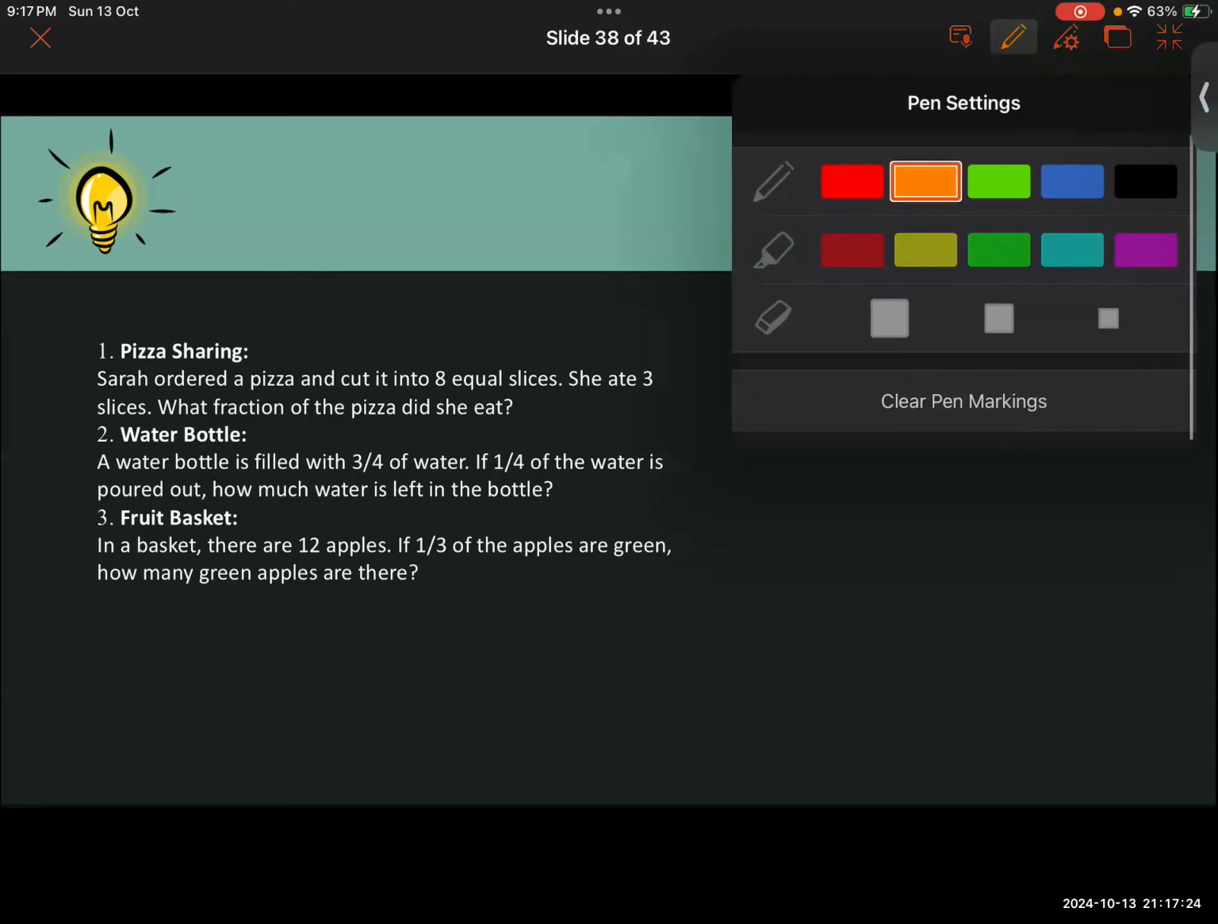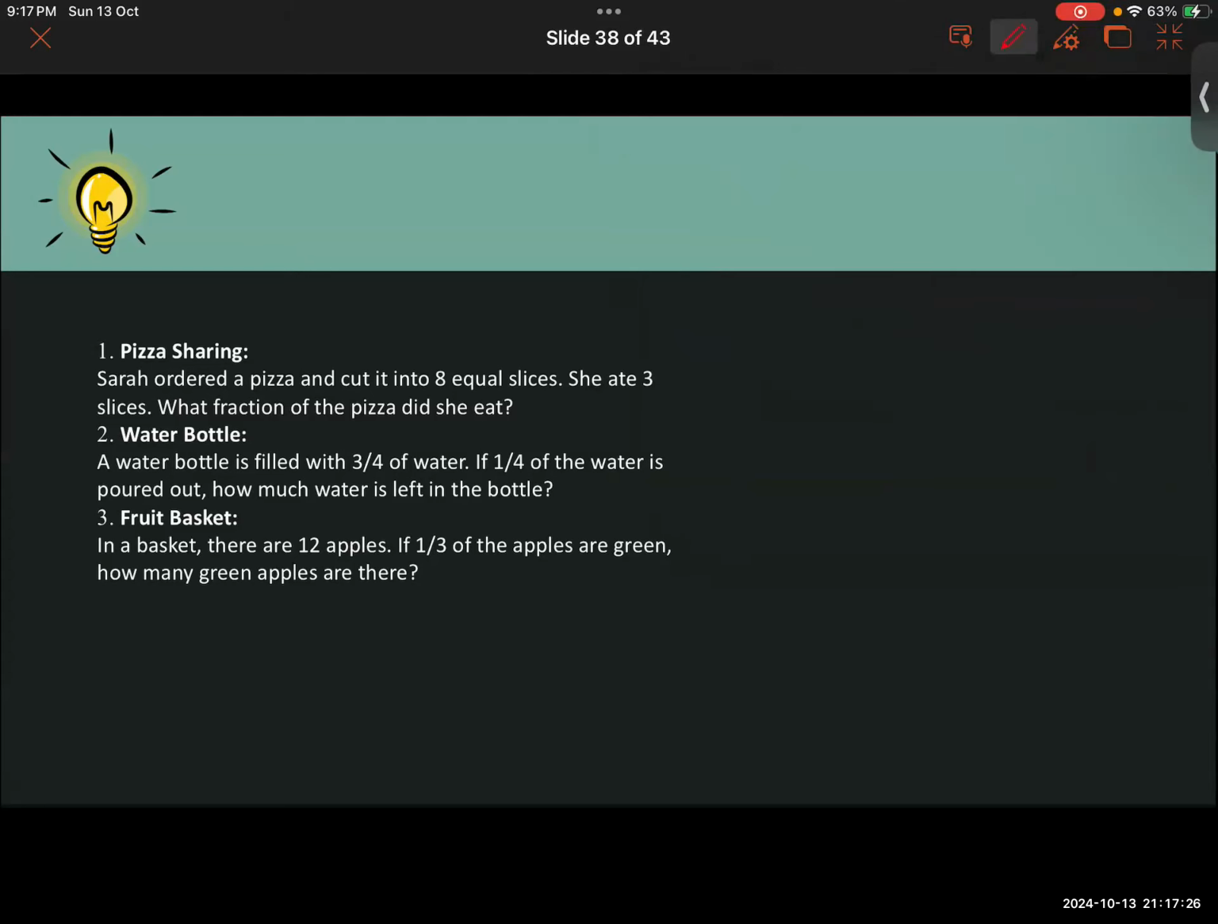Read the first question and do the first question. Sarah ordered a pizza and cut it into 8 equal slices. She ate 3 slices. What fraction of the pizza did she eat? 3 upon 8. She ate 3 slices. What fraction of the pizza is it? So that is 3 upon 8. Very good. Do the next one.